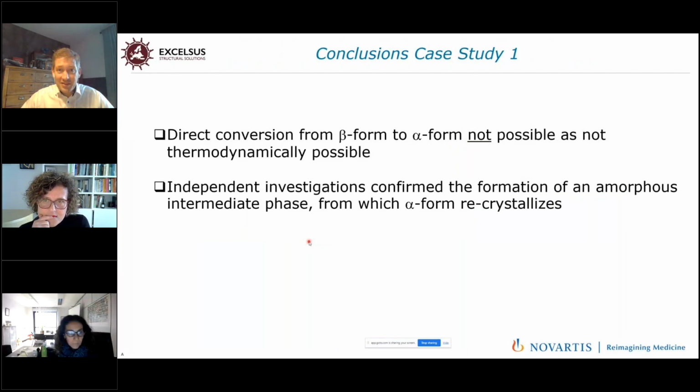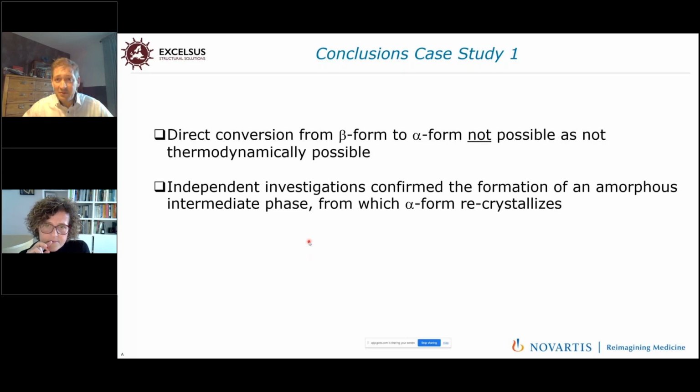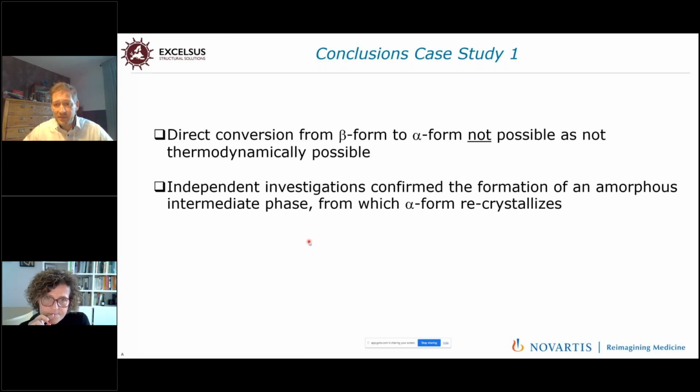And somehow it was not the end of the story, because we were expecting that Excelsius would be highlighting the presence of the hydrate, which was known to have a significant impact on the dissolution performance. But on the other hand, what we highlighted is that the product was contaminated with a metastable form. And it was creating, at least for me, a lot of headaches, because in principle, a metastable form has higher solubility compared to the most stable form.